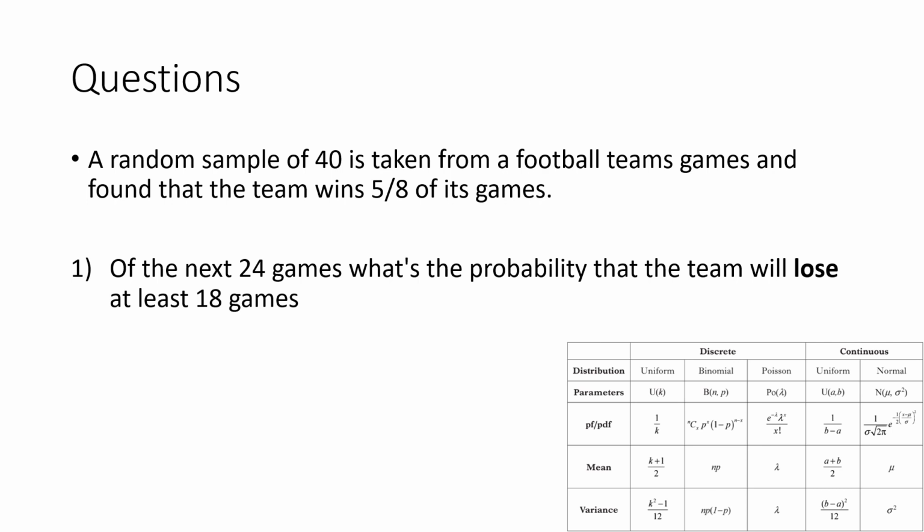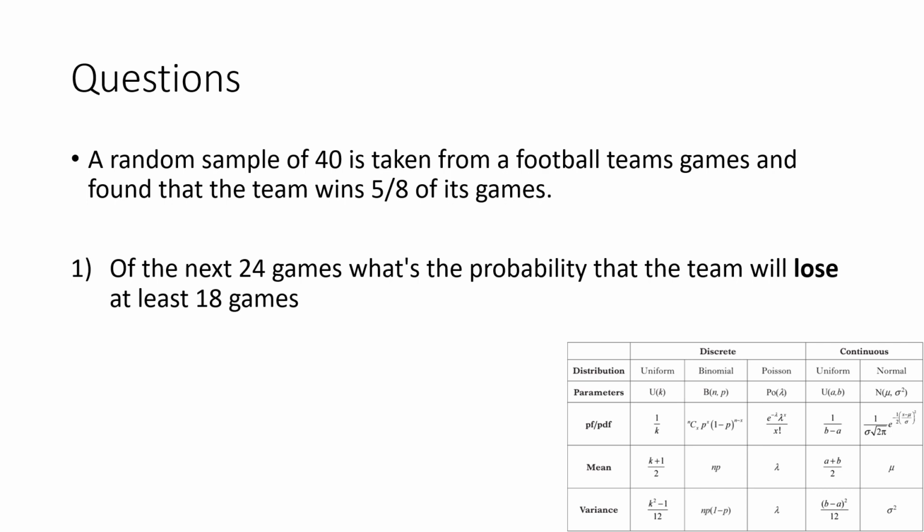Question? And as always, I recommend you all do the question before I go through it, but it's your choice at the end of the day. A random sample of 40 is taken from the football team's games and found that a team wins 5 out of 8 of its games. For the next 24 games, what's the probability that the team will lose at least 18 games?